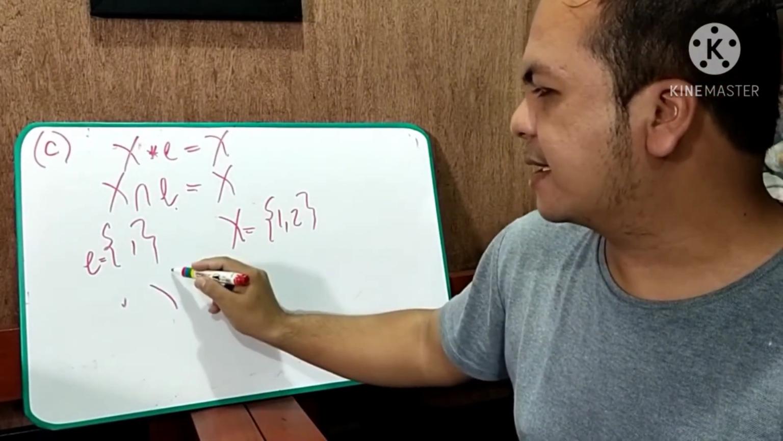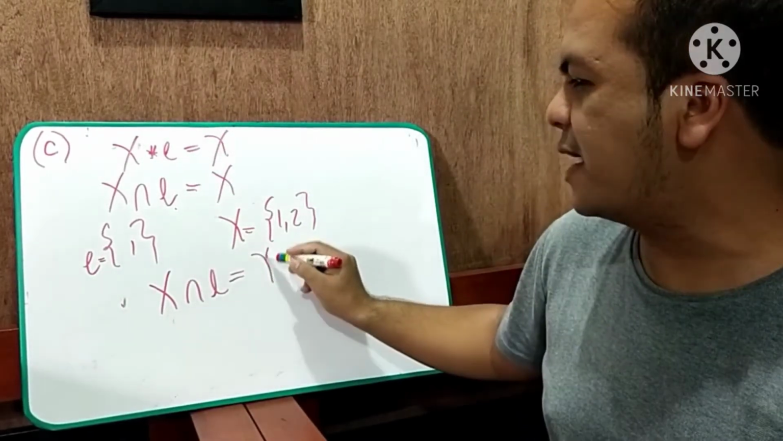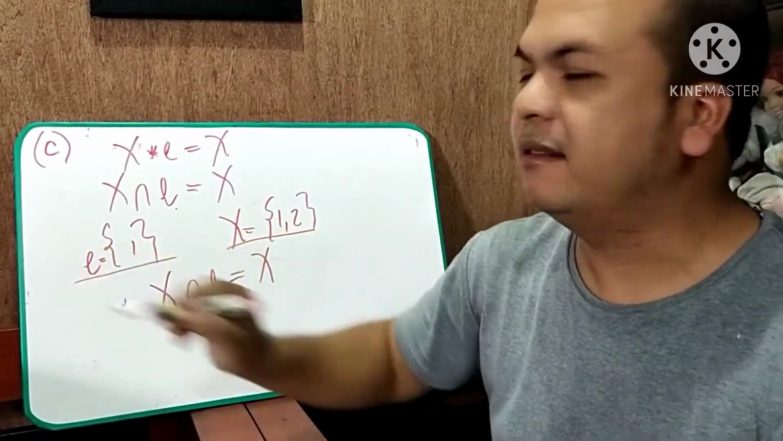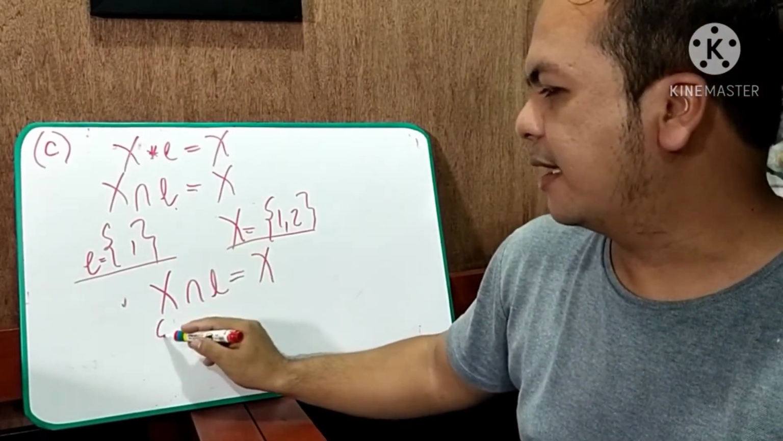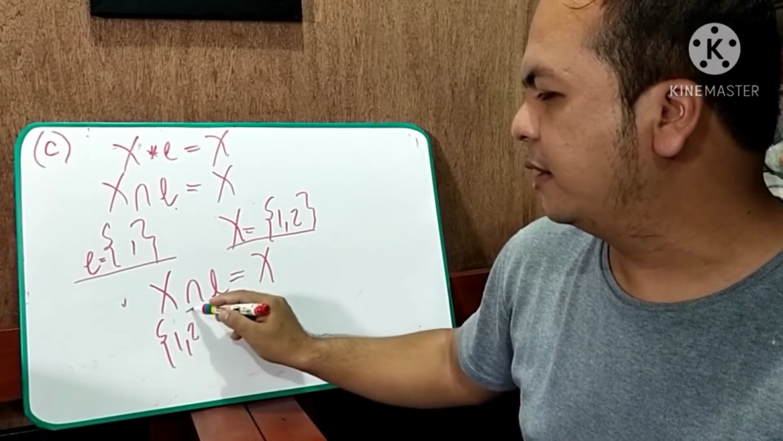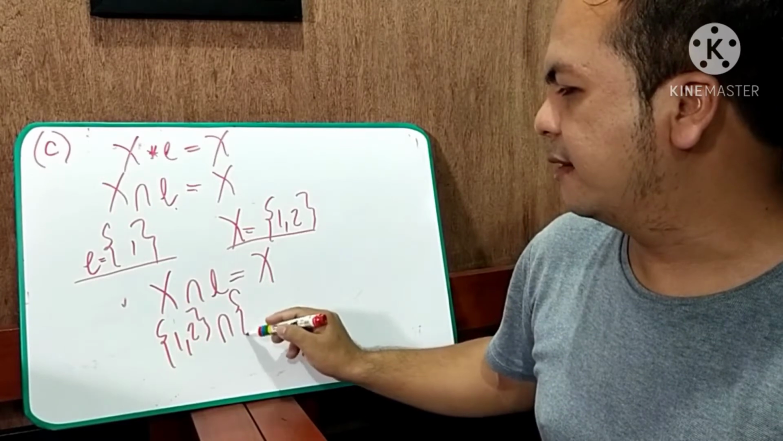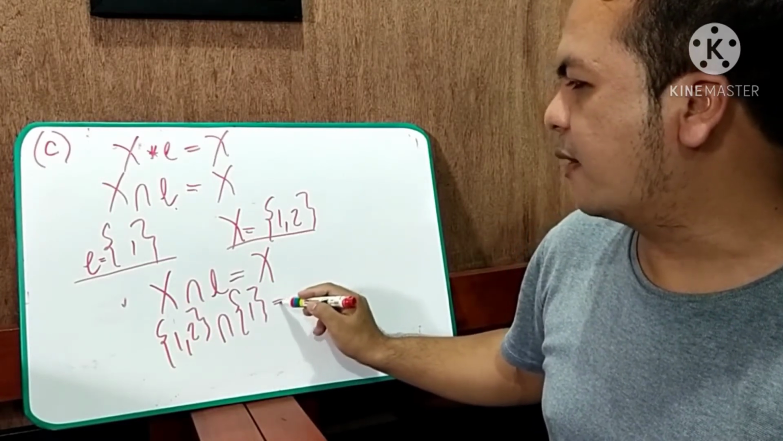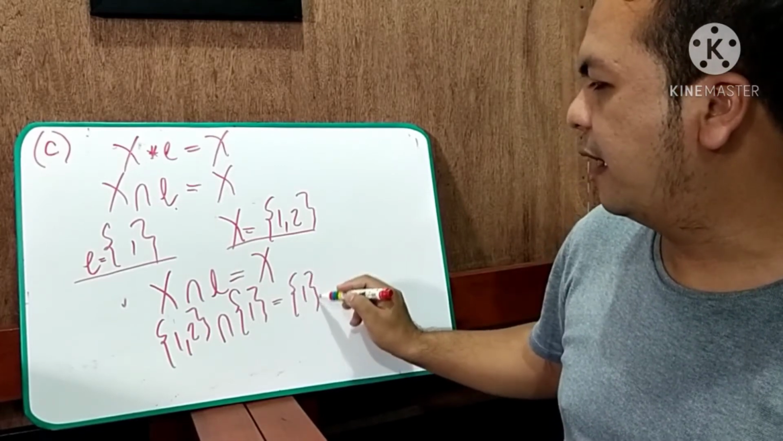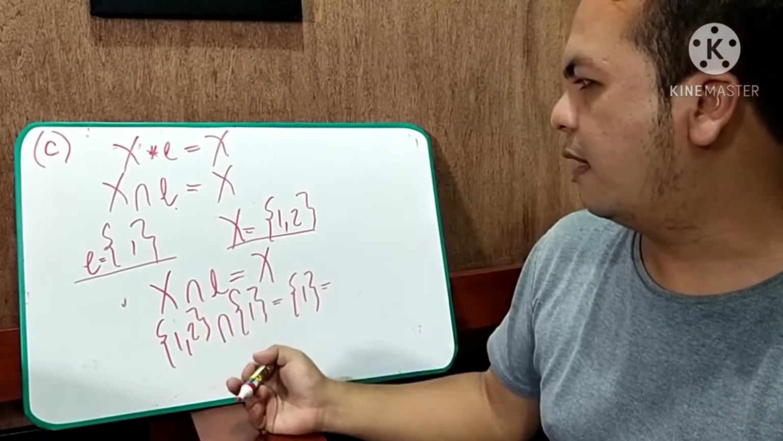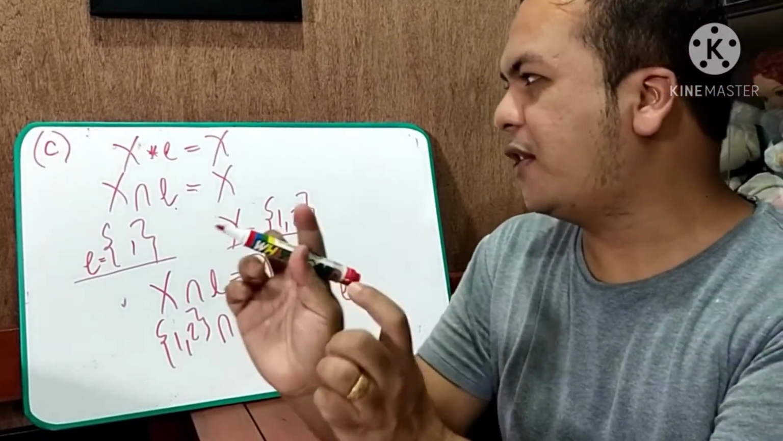The identity is equal to X based on the given sets. Let's check. So we have X, the set containing 1, 2, intersection E. Say 1. That is equal to the set containing 1, and that is equal to the identity. For sets, no?